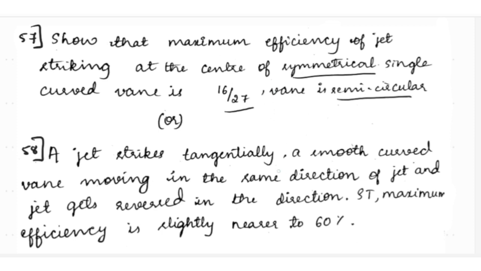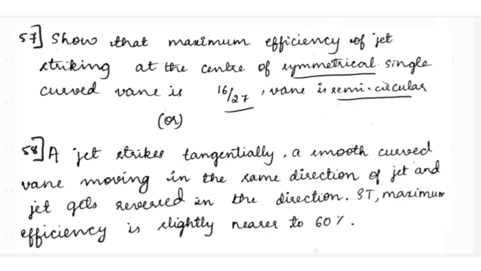The solutions to these questions are the same, because here it is given as semicircular. In this it is not given in the question as semicircular, we have to analyze it as semicircular. Here you can see the jet strikes the tangentially curved smooth vane in the same direction of jet, and jet gets reversed in the same direction.